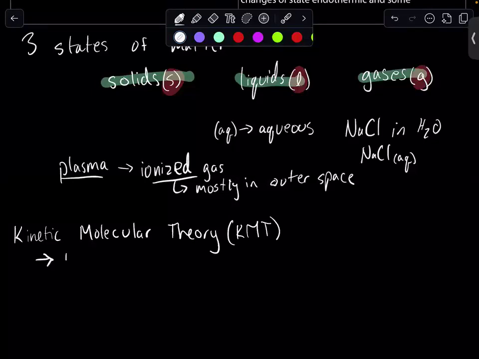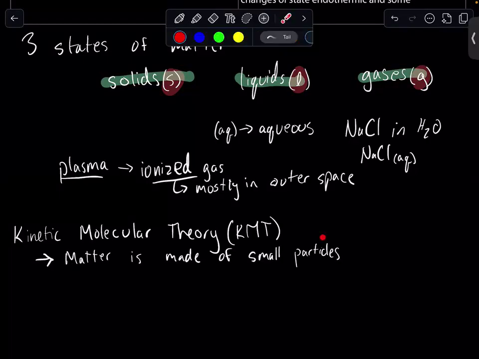So the first one that we assume is that matter is made of small particles. These small particles can be very much like what we talked about before with particles when we're talking about substances. So these could be atoms, these could be compounds, but all matter is made up of small particles, and that's our first assumption.